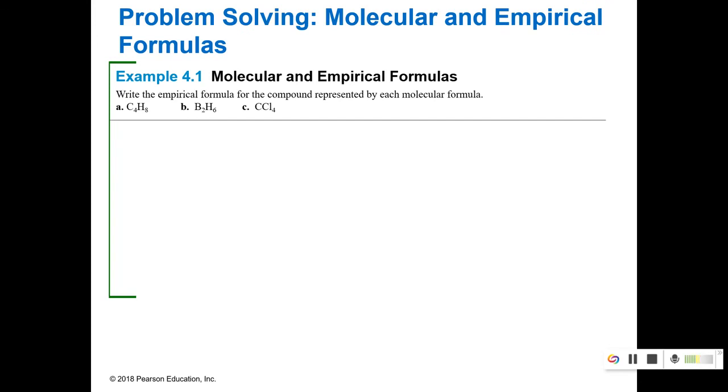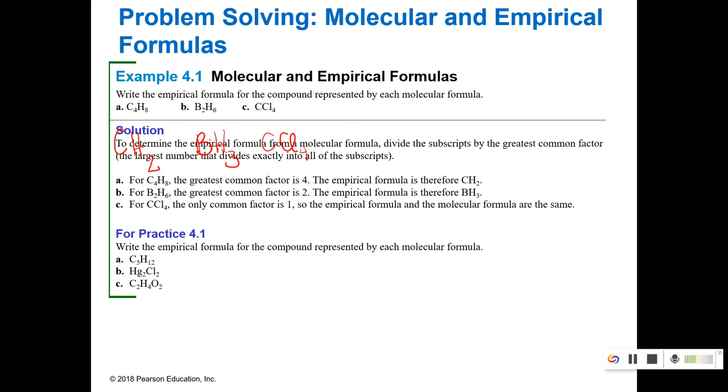All right, so write the empirical formula for each, and they gave us the molecular formula. So again, if they give us a molecular formula, you just reduce it. They're kind of like fractions. Down here, notice A. That cannot be reduced. There is nothing that can go into 5 and 12. So that is both molecular and empirical.